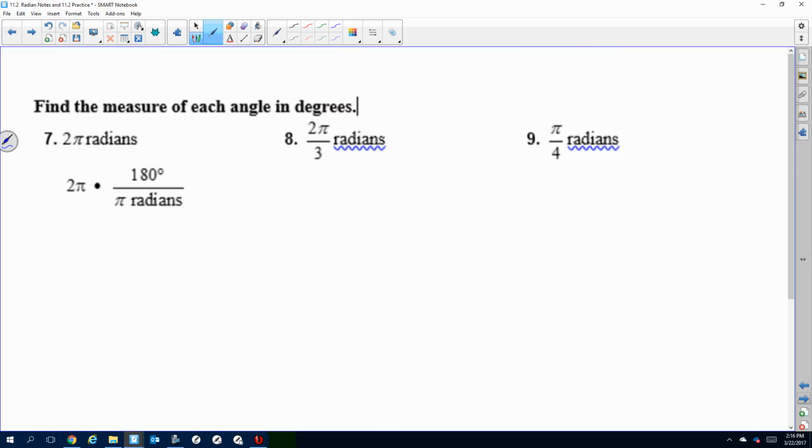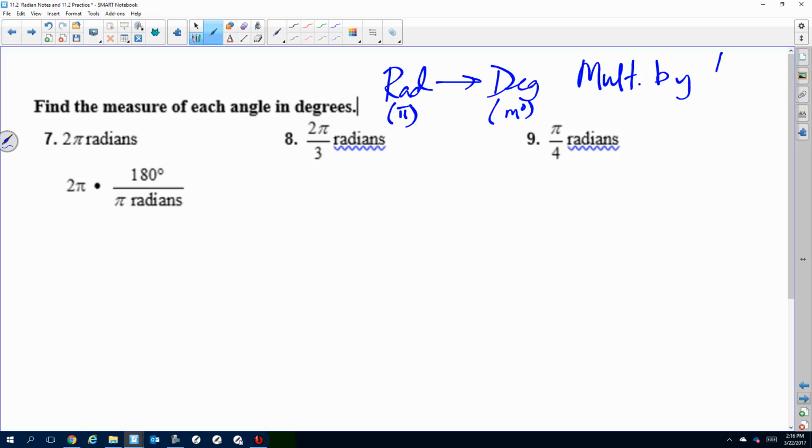So now when we get to this section, because we want to find the measure of each angle in degrees, so when I'm starting with radians, that means we see a pi, and we want to change it to degrees, and I'm abbreviating. We need the degree sign. Here is when you multiply, and abbreviate that, by 180 over pi.